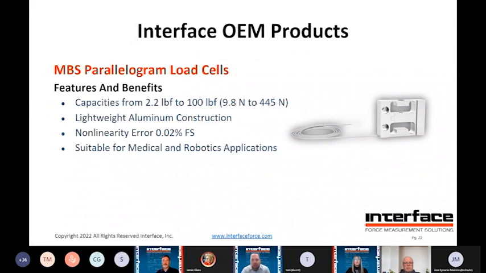All right, so MBS parallelogram. This is a very popular sensor in medical and some robotics as well. It's lightweight aluminum, good performance. Good load introduction point for good linearity and hysteresis. Typically lower capacities starting just over 2 pounds up to 100-pound force. So smaller capacity there, but we do a lot of load introduction customization around this part for various customers. Next.